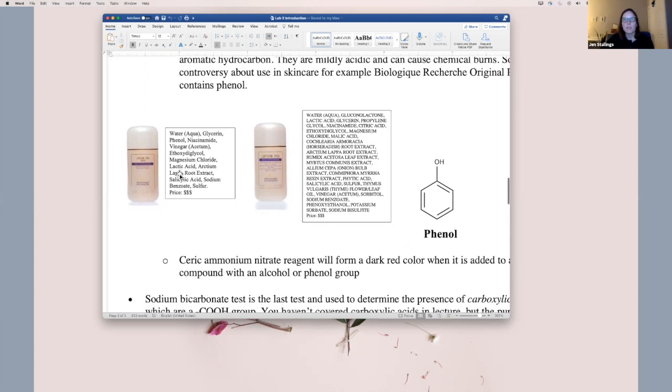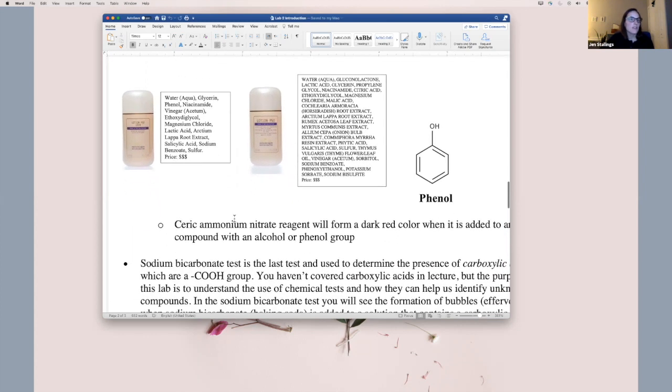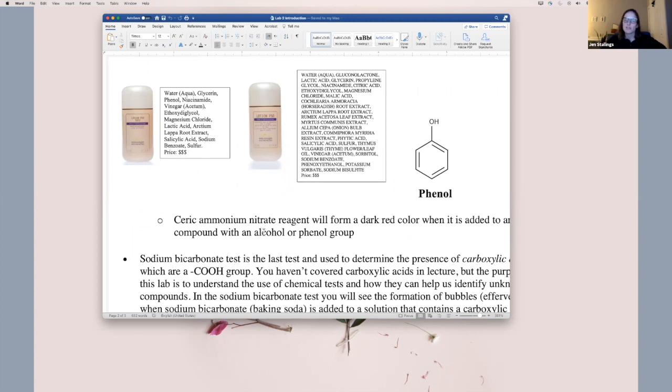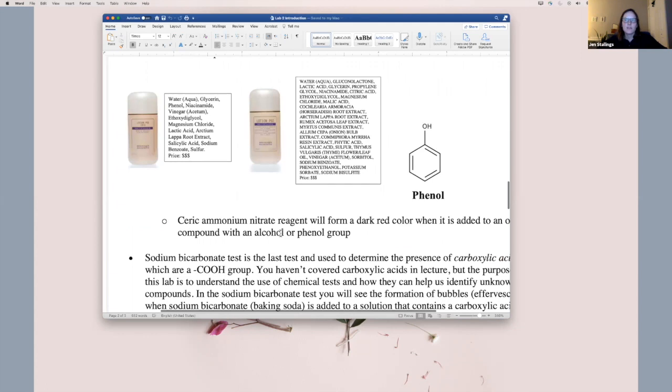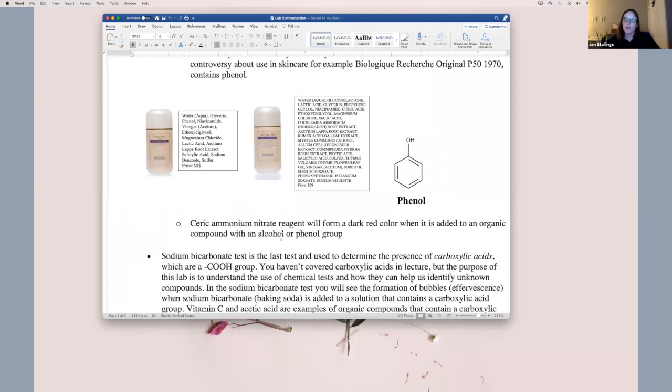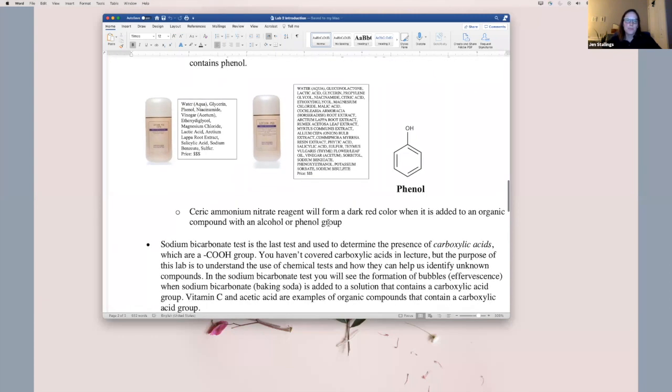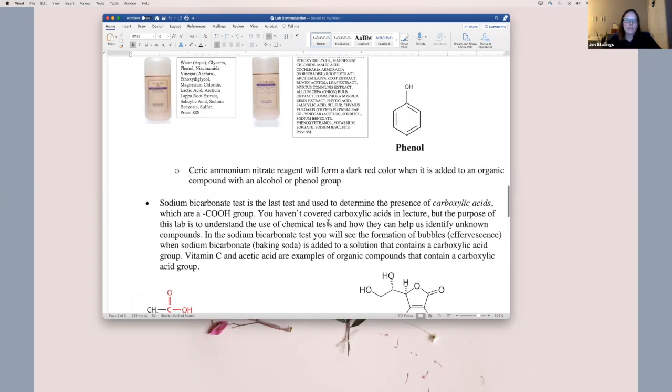So anyway, fun fact. The ferric ammonium nitrate test is going to form a dark red color when it is added to an organic compound that has an alcohol or a phenol. So you'll see that color change happening in your test. Once you're finished with that test, you're going to do the last one of the Labster. It's the sodium bicarbonate test, and that's used to determine if carboxylic acids are present.